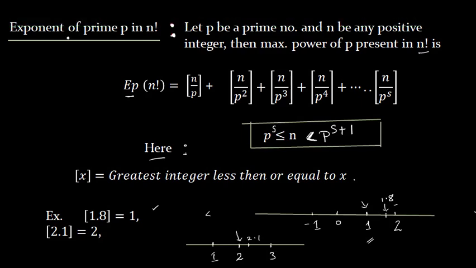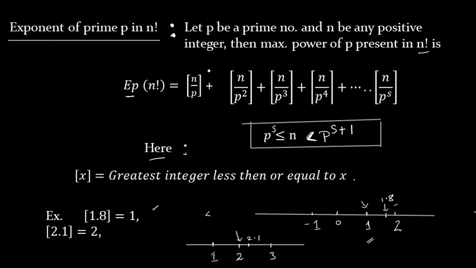So let p be a prime number and n be any positive integer. Then the maximum power of p present in n factorial is given by e sub p of n factorial. This is the exponent of p in n factorial, and it is equal to [n/p] + [n/p^2] + [n/p^3] + [n/p^4] + ... till [n/p^s]. Remember, p^s should be less than or equal to n, and n is strictly less than p^(s+1).